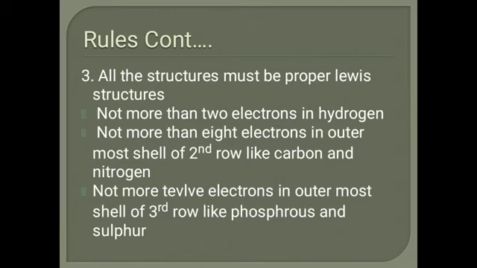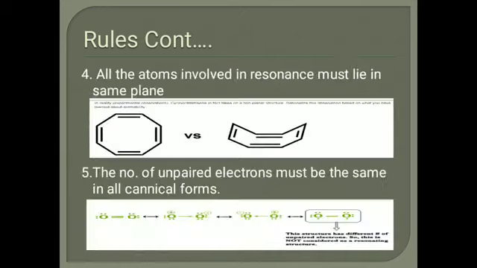As we discussed, third period elements have the capacity to contain more than 8 electrons, as we have the formula 2n squared, but they only reach 12 electrons due to size and other reasons. So if any element exceeds 12 electrons, then it will not be a proper Lewis structure. And the fourth rule is that all the atoms involved in resonance must lie in the same plane.